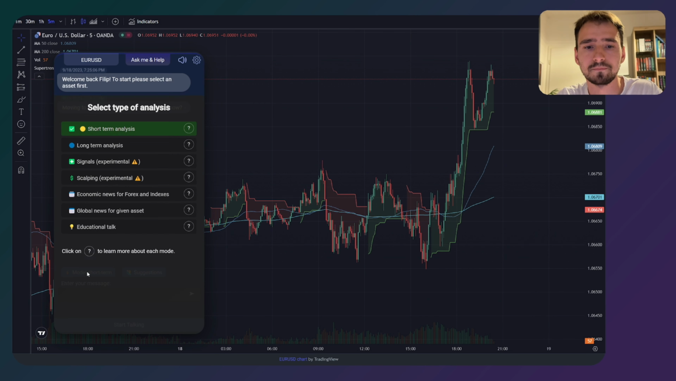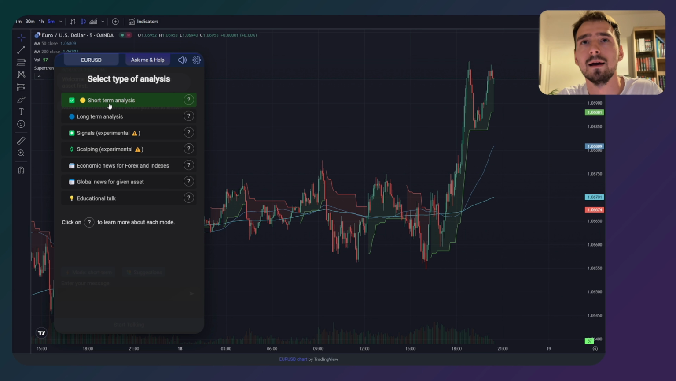If you click over here, you can select from different situations that you're probably looking into. You can do short-term or long-term analysis. You can do signals or scalping, which is basically fast-paced trading options or ideas. You can read economic news for Forex and indexes. Then you get global news for given assets. Whenever you are selected on an asset, for example, on EUR/USD, or you would be on a stock, for example, Tesla, it will be able to read for you and analyze the top news available across the internet.